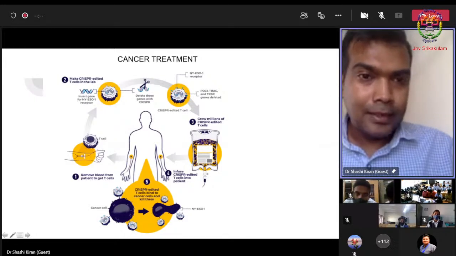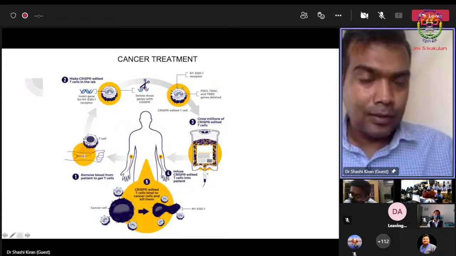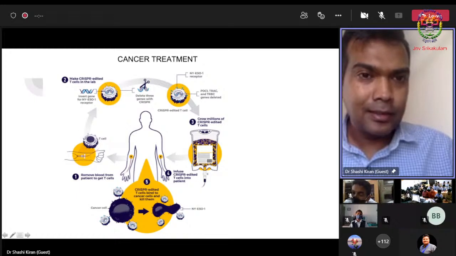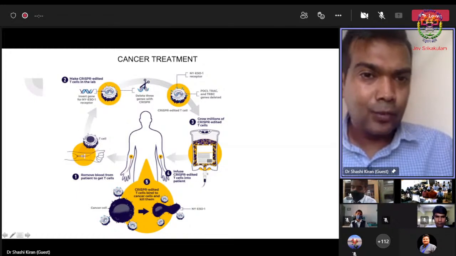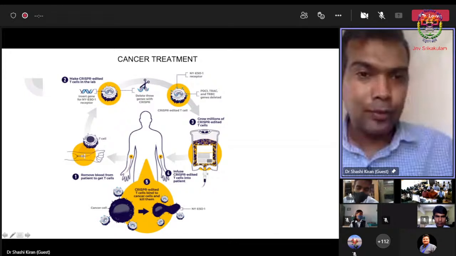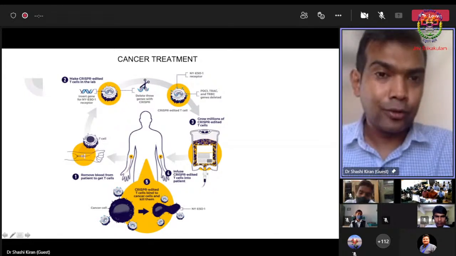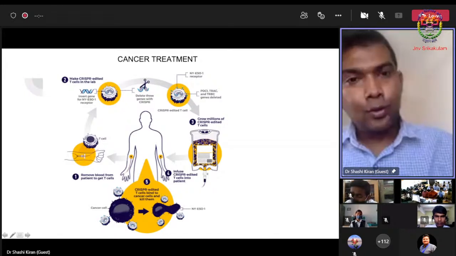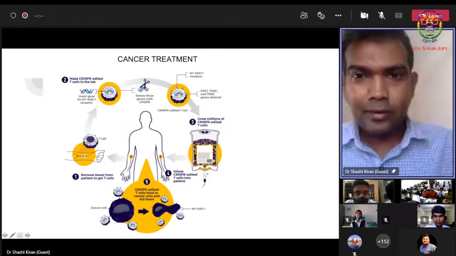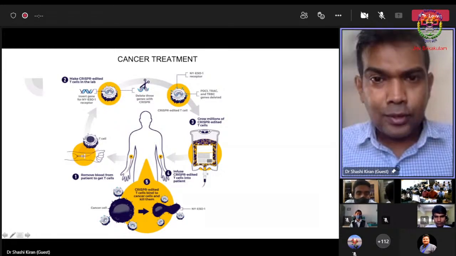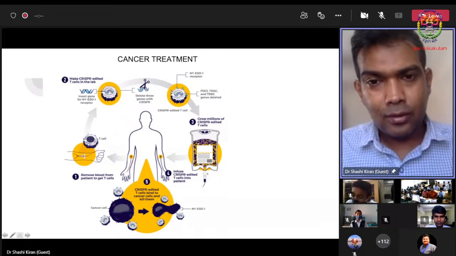So what scientists have done with these T cells, they take out these cells, they edit them with CRISPR so that the genes which protect us from cancer are put back or made more active. And then those cells are grown outside the human body.